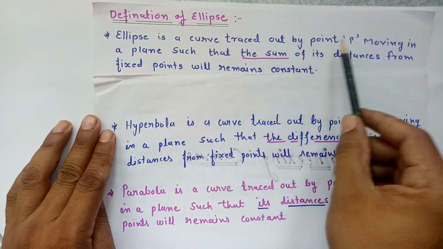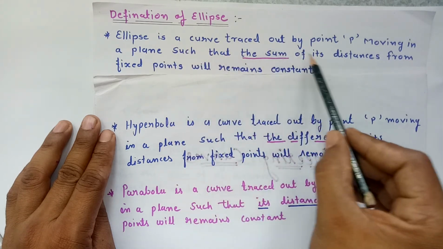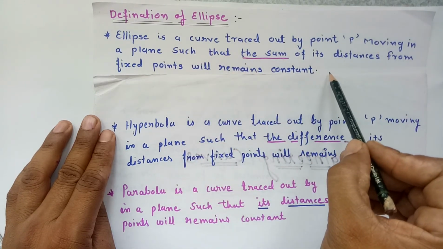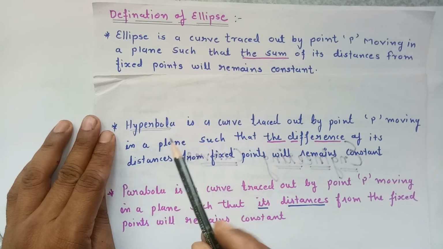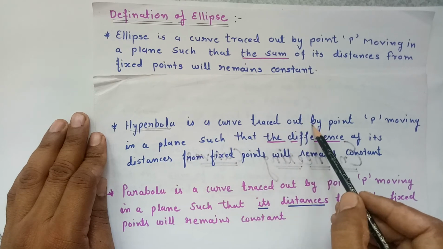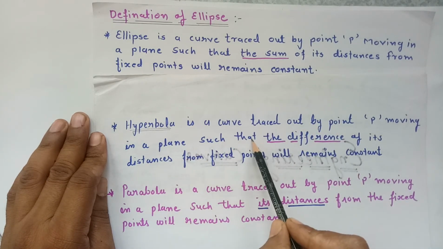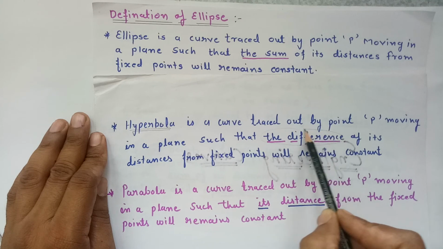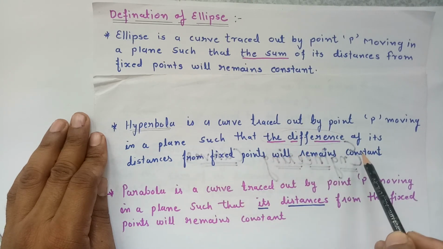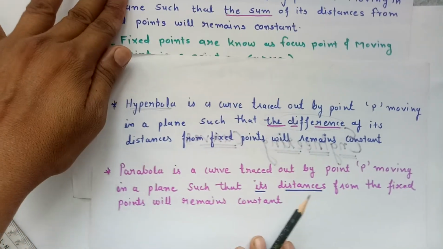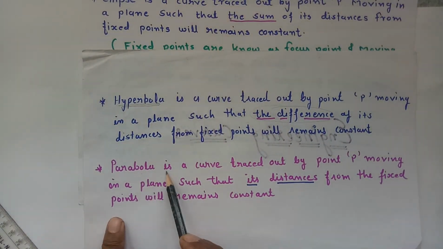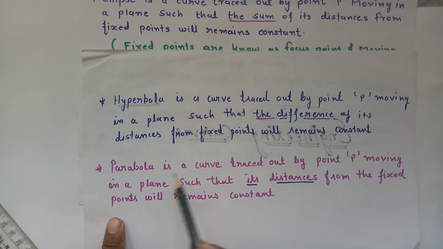Ellipse is a curve traced out by point P moving in a plane such that the sum of its distances from the fixed points will remain constant. Now comes the definition of the hyperbola. Hyperbola is a curve traced out by point P moving in a plane such that the difference of its distances from the fixed points will remain constant. And the third definition is the definition of the parabola. Parabola is a curve traced out by point P moving in a plane such that its distances from the fixed points will remain constant.